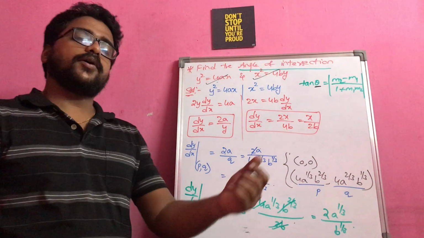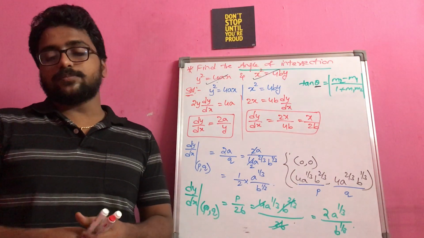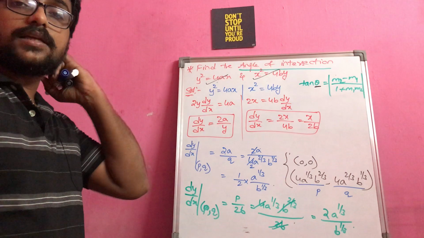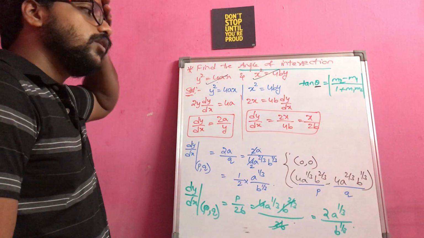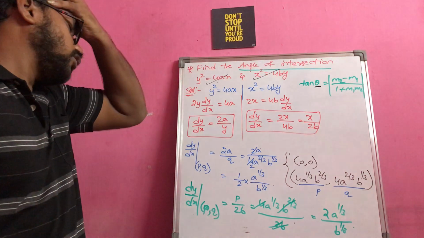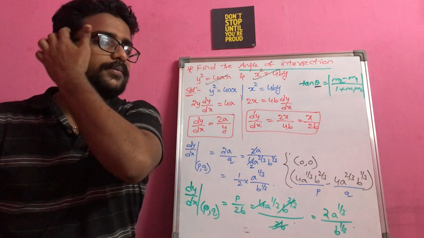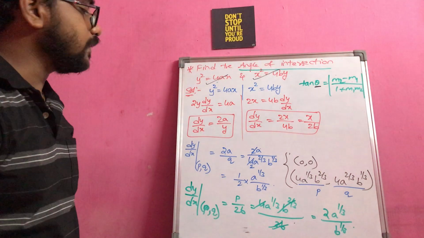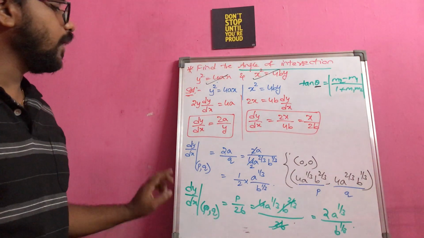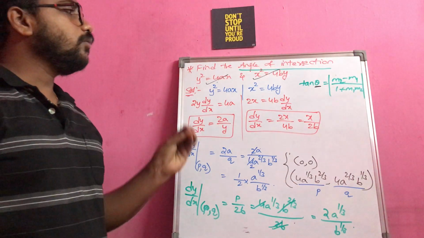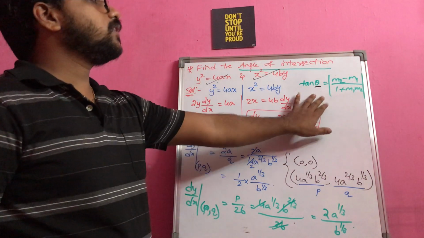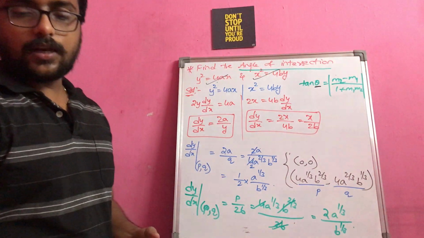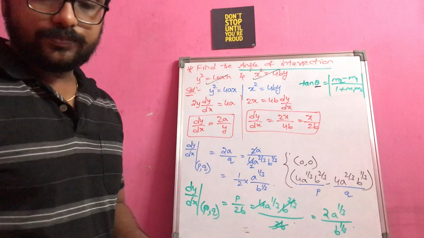That means for the second point of intersection. So you just observe here, we are getting one point as the origin and another point as 4a power 1 by 3 b power 2 by 3 comma 4a power 2 by 3 b power 1 by 3. So now the important task is, for this you are getting m2 and m1 or m1 and m2. Now you have to find out the angle of intersection between them in this particular formula. Okay, so let us see how to find out that value.